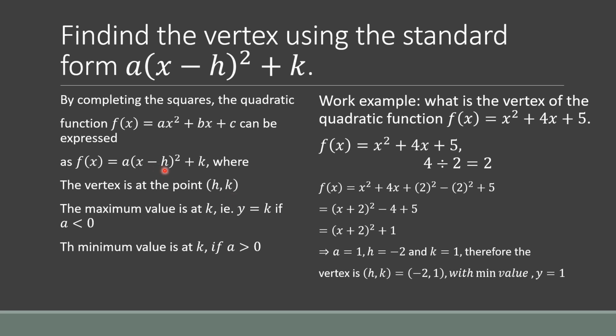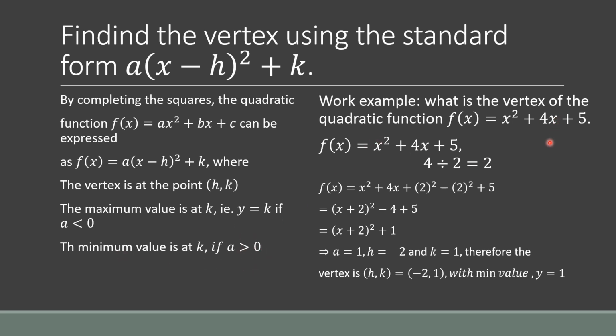So the h is the axis of symmetry, the k is the maximum value or the minimum value. So here the maximum value is at k. That is when y is equal to k if a is less than 0, and y, which is k, becomes the minimum value if a is greater than 0.